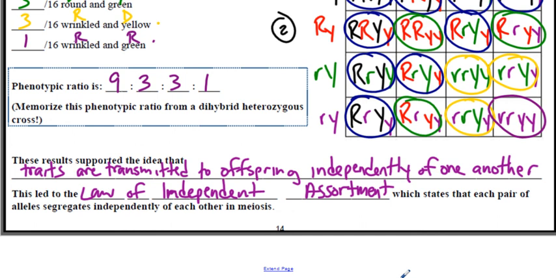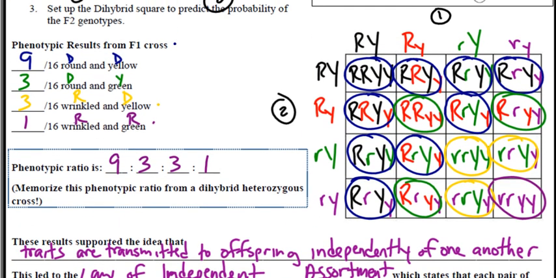They are inherited independently, which allows us to have several different types of combinations and much more variety compared to a monohybrid cross. So that's why we have a 16 square Punnett square instead of 4.